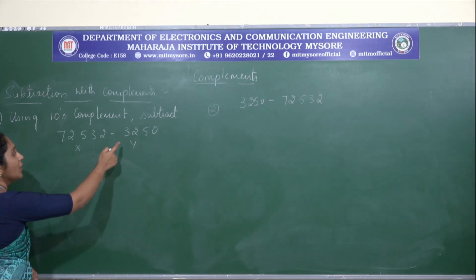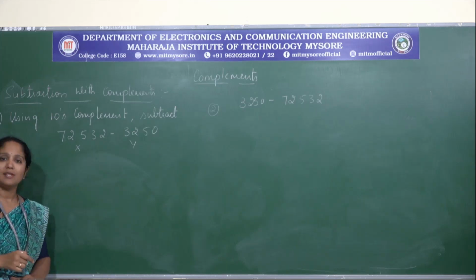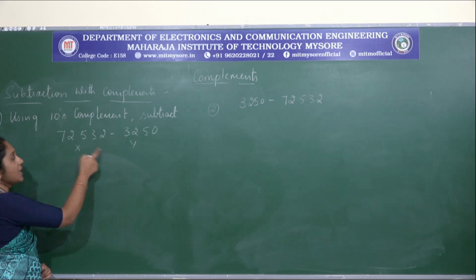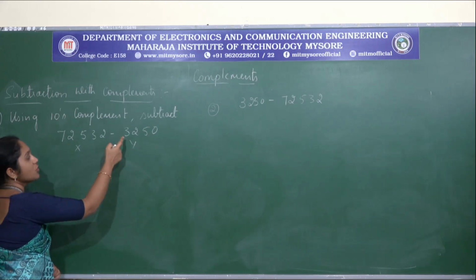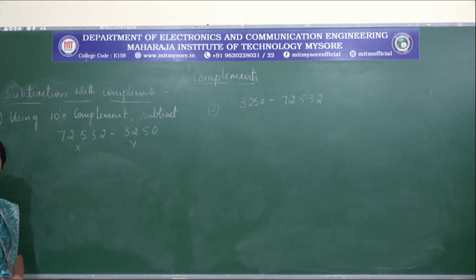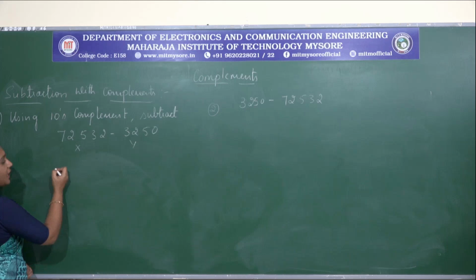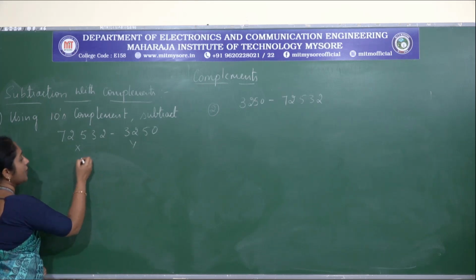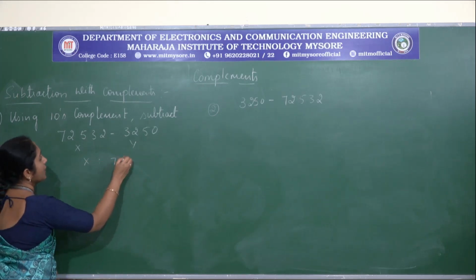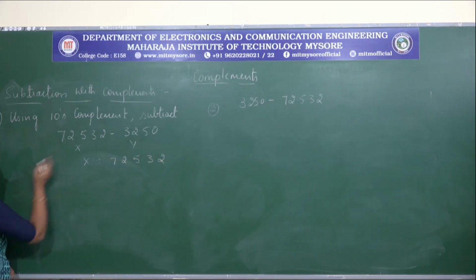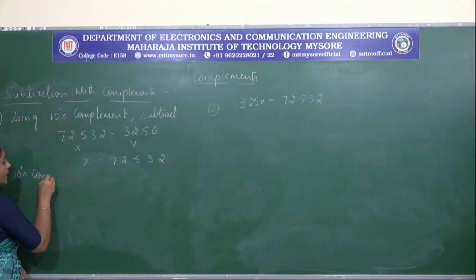Now let us take the 10's complement of the second operand. One point you need to remember here is that we have 5 digits here, so we need to consider 5 digits for the second operand also. So let us consider 5 digits. Therefore, the procedure I will just write: the first operand is x, and for the second operand, instead of y, we need to consider the 10's complement of y.